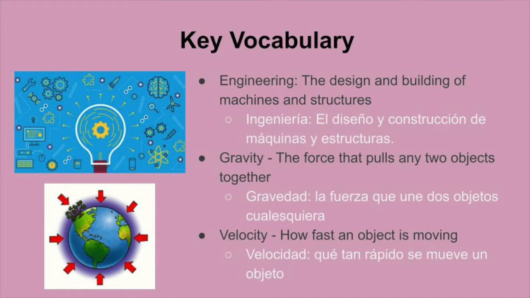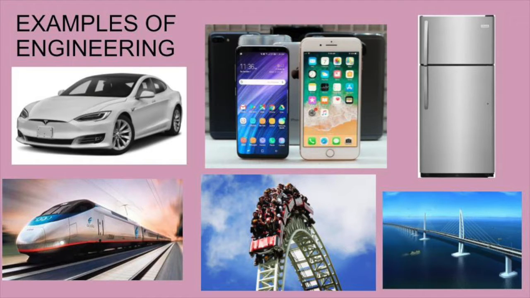To create our roller coasters today, we have to be engineers. Engineering is the design and building of machines and structures. Here are a couple of examples of what engineering can look like. We can engineer cars, smartphones, refrigerators, trains, bridges, and of course roller coasters, and just about anything else that you need to design and redesign and create.